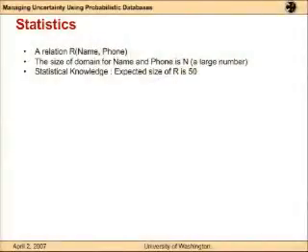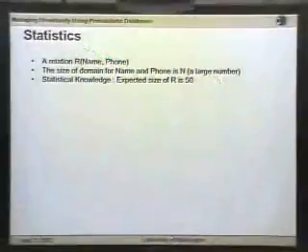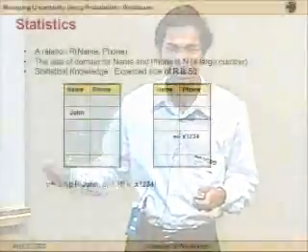Let me give you an example. Let's say you have a relation containing names and phone numbers. And let's say you know the size of the domain for the names and phone numbers is n, which is a very large number. Think of all possible names in the universe and all possible 10-digit phone numbers. But you also know the following statistical knowledge: that the expected size of the relation is 50.